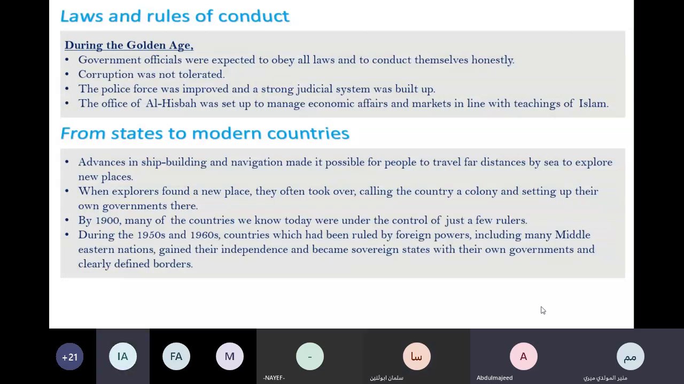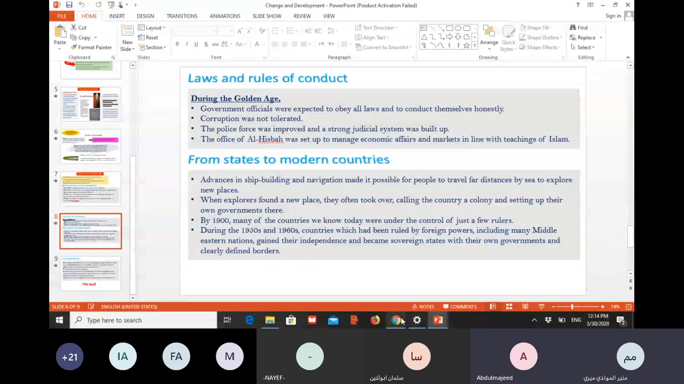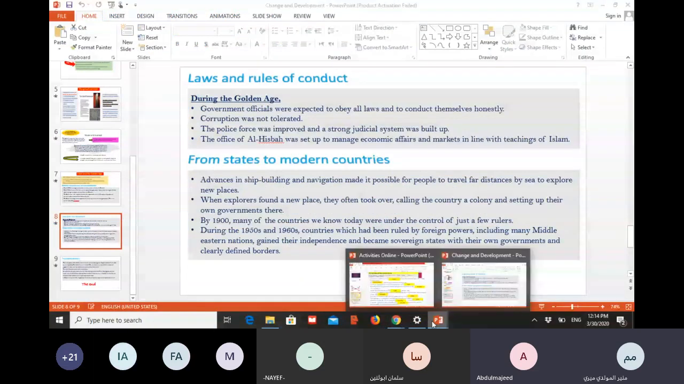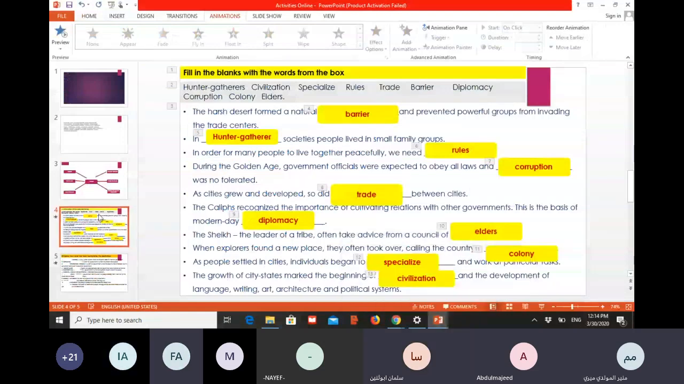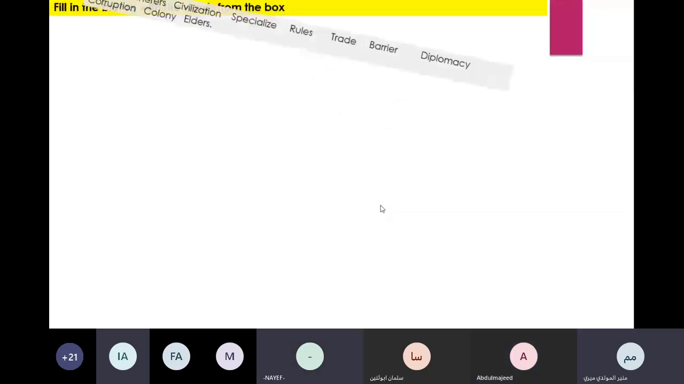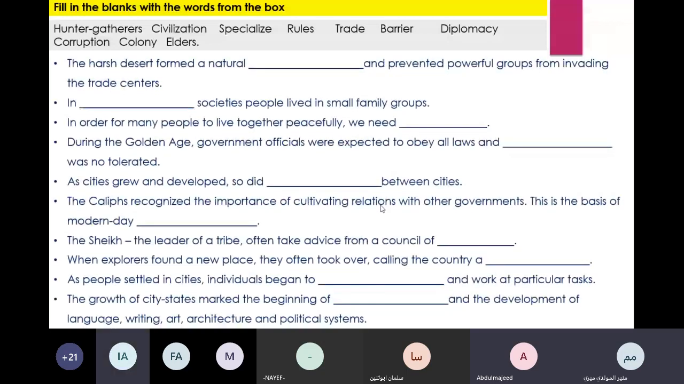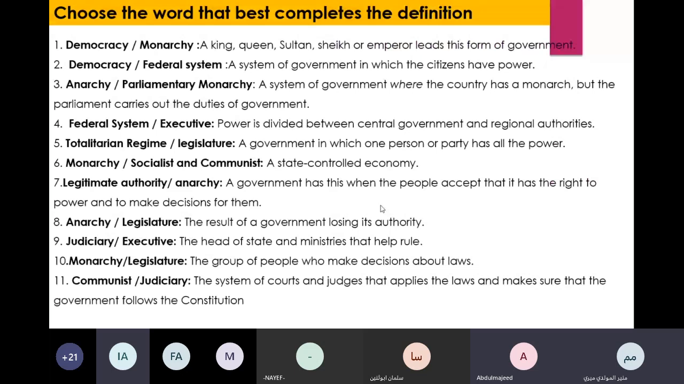After 2 minutes, our time will be over. Before we leave, we are not going to deal with this slide because time is almost over. 1 minute is left. So I'm going to upload these questions in Classera. You can have a look at them. They are very useful for you. They will provide you with some sort of revision. These are all the words that figure in the course. You are going to fill in the blanks with the words there. Also here we have multiple choice questions. You are going to choose the word that best completes the definition. You will find them in Classera.